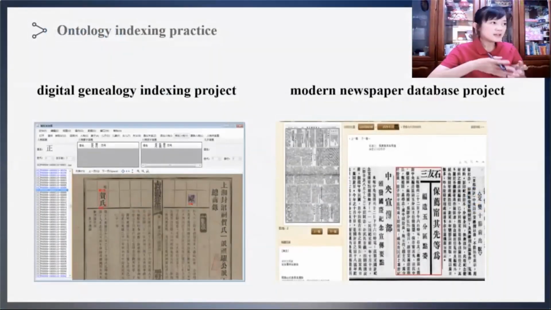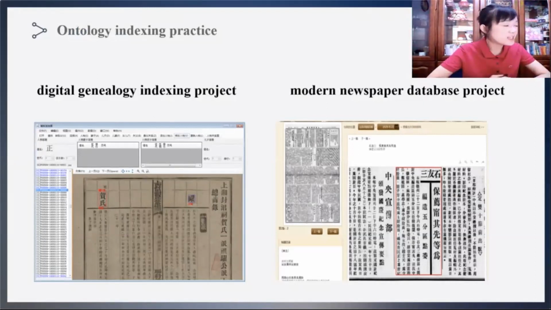First, I want to introduce our practice about ontology indexing. I will introduce two projects. One project is the digital genealogy indexing project, and another is the modern newspaper database project.